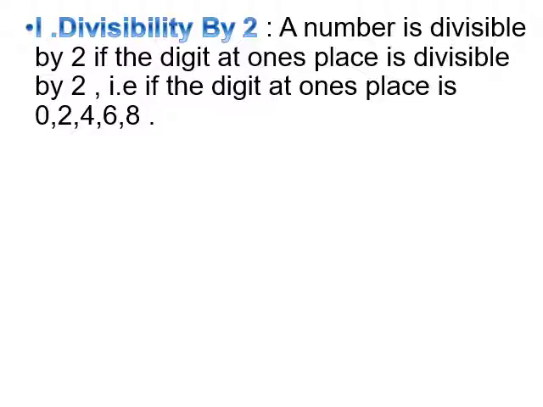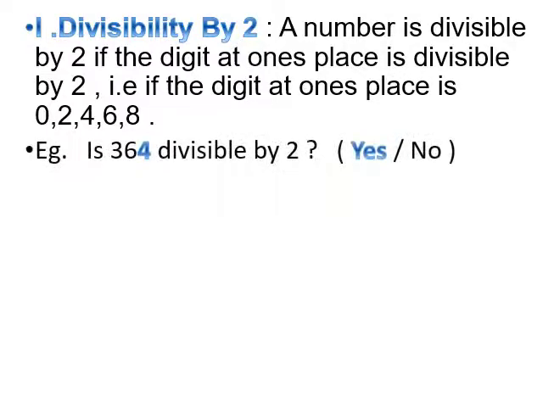So what does it say? Let's see. A number is divisible by 2 if the digit at one's place is divisible by 2. That is, if the digit at one's place is 0, 2, 4, 6 or 8, then that number is divisible by 2. It is a very easy test. So let's take an example.